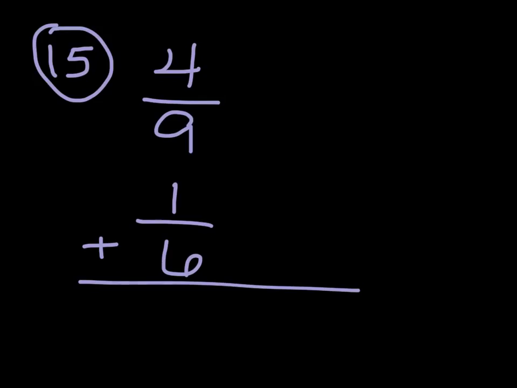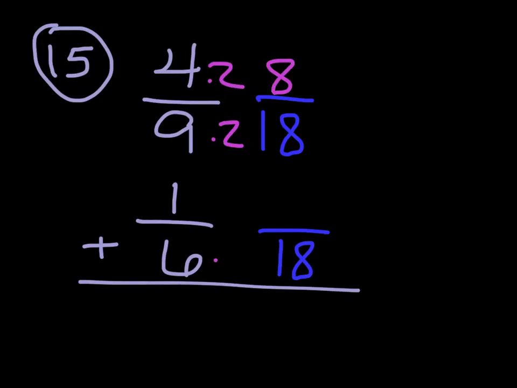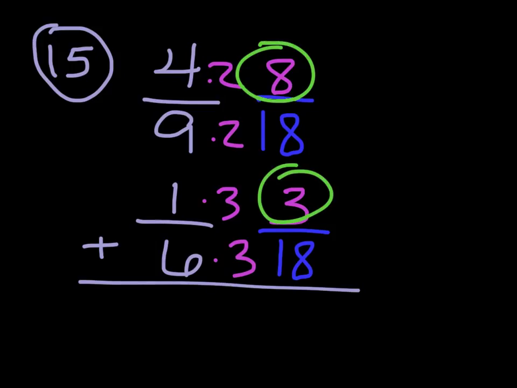Okay, number 15, my common denominator is going to be 18. My equivalent fractions, 9 times 2, 4 times 2. 6 times 3, 1 times 3. And then I just need to add my numerators. 8 plus 3 gives me 11. My denominator stays the same. So that's my final answer, 11 over 18.